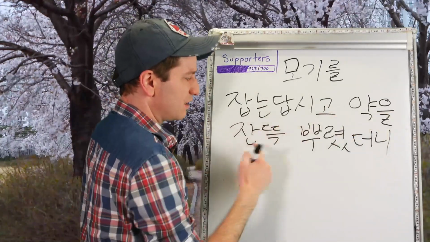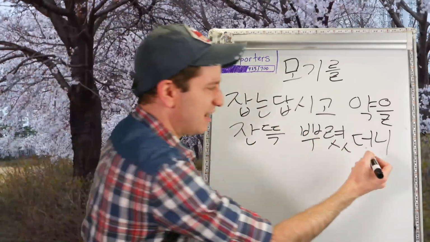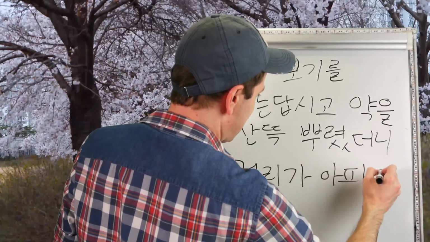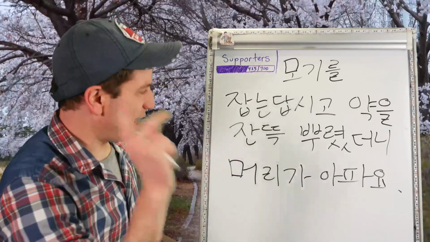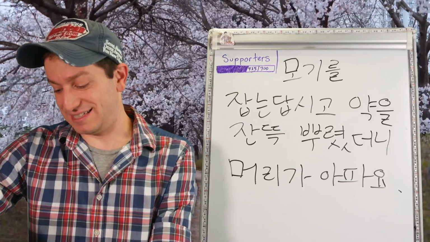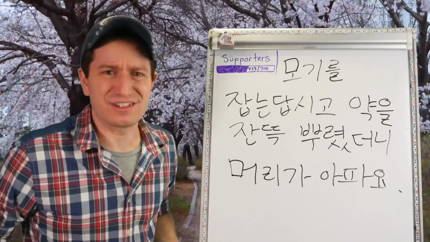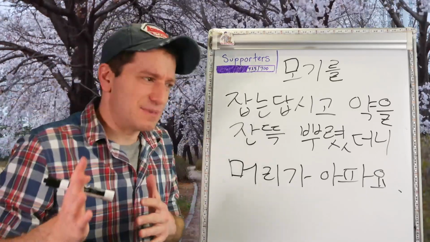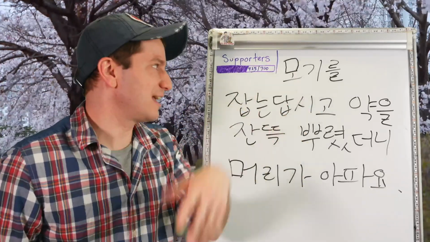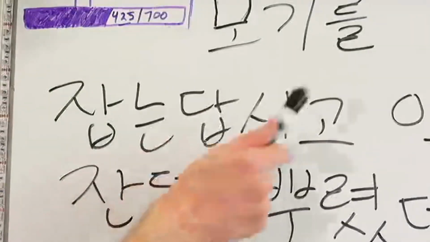모기를 잡는답시고 약을 잔뜩 뿌렸더니. So I sprayed mosquito spray everywhere, and as a result, 더니, what happened? 머리가 아파요. So my head hurts. I got a headache now. 모기를 잡는답시고 약을 잔뜩 뿌렸더니 머리가 아파요. So I was trying to catch the mosquitoes, so I just sprayed everywhere and now my head hurts. So we get that sarcasm. In this case, you're kind of making fun of yourself. Yeah, well, genius me, I thought it would be a great idea to try to catch mosquitoes, so I just sprayed everywhere and now I have a headache. That's what it is. 이랍시고.